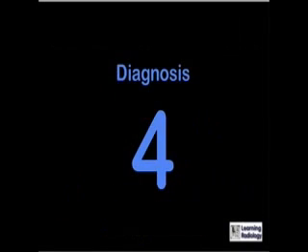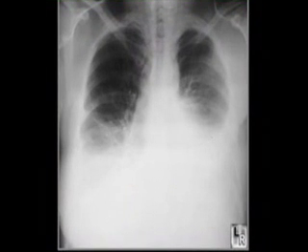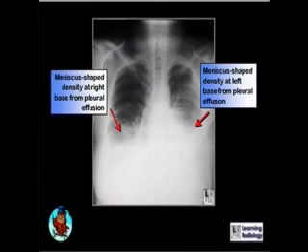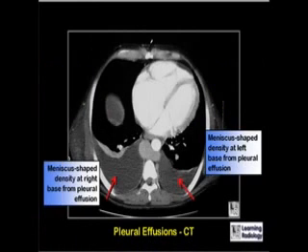Why is this 57-year-old female short of breath? There are large bilateral pleural effusions. We have a meniscus-shaped density at the right base and one at the left base from these effusions. In this case, it was secondary to congestive heart failure. Here's a CT scan of the chest which shows bilateral effusions. Again, they're meniscus in shape.